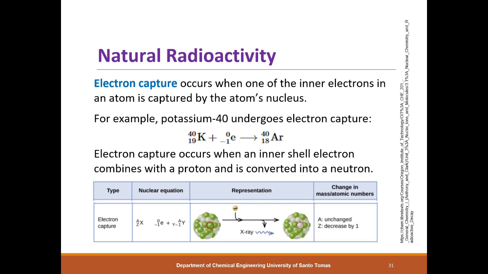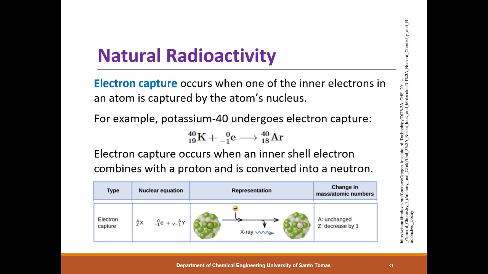Then last in the list is electron capture. Electron capture occurs when one of the inner electrons in an atom is captured by the atom's nucleus. For example, potassium-40 undergoes electron capture. Electron capture occurs when an inner shell electron combines with a proton and is converted into a neutron. The loss of an inner shell electron leaves a vacancy that will be filled by one of the outer electrons. As the outer electron drops into the vacancy, it will emit energy. In most cases, the energy emitted will be in the form of an X-ray.